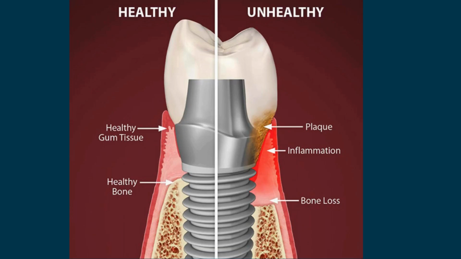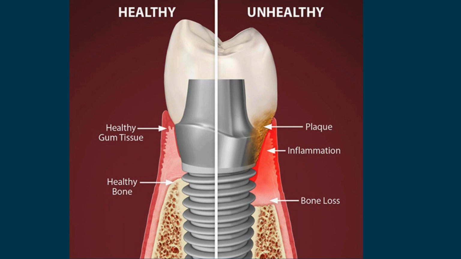To show you a little bit more clearly, plaque and inflammation are what really cause bone loss and inflammation around dental implants. And this can clinically look like puffy gums, bleeding gums, but also sometimes pus coming out of the pockets around dental implants.